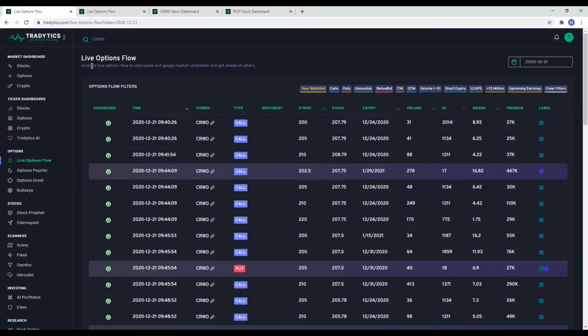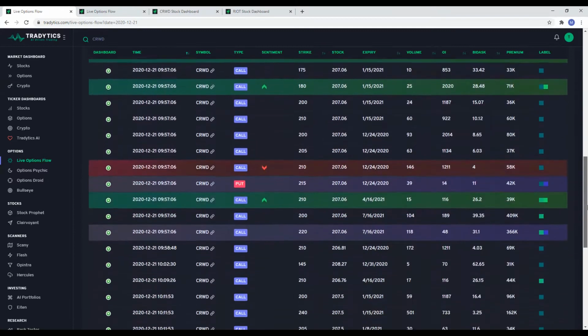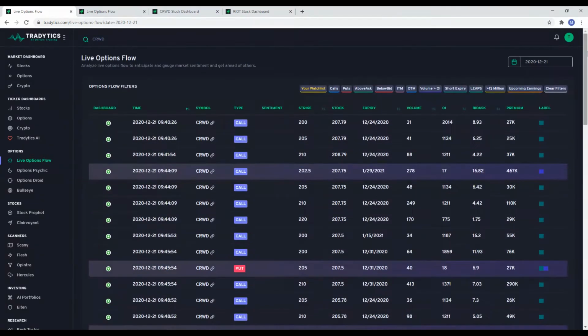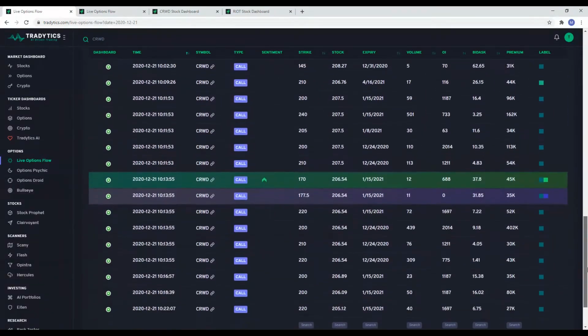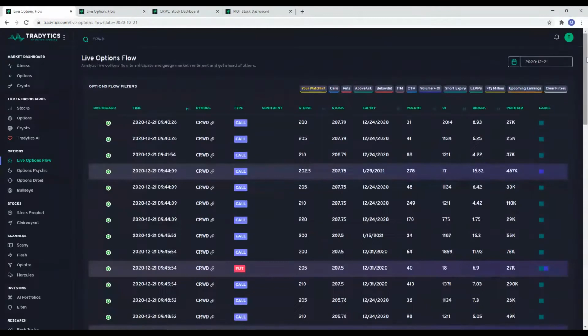In this video, we are going to talk about how you can use our live options flow tool to gauge market sentiment and anticipate price movements. Before we begin, it is important to mention that analyzing options flow is an art, not a science. Therefore, it is always better to couple it with your own research and judgment.